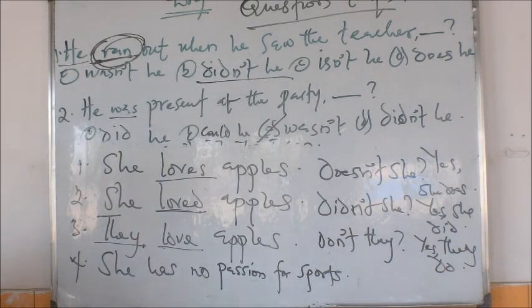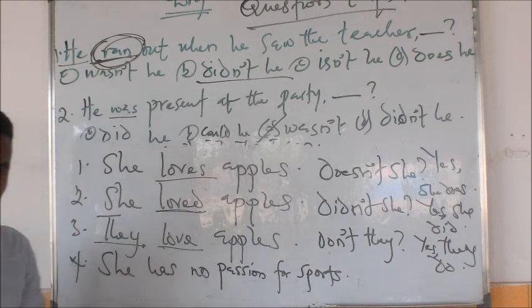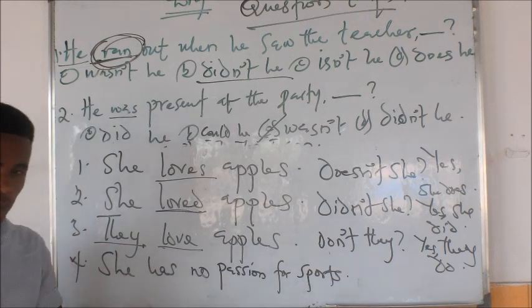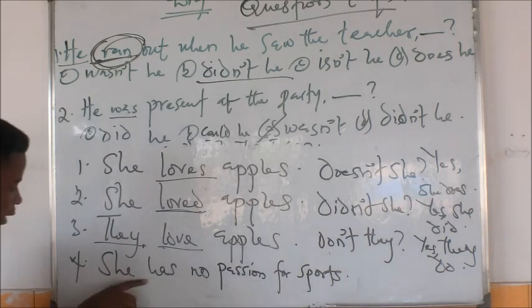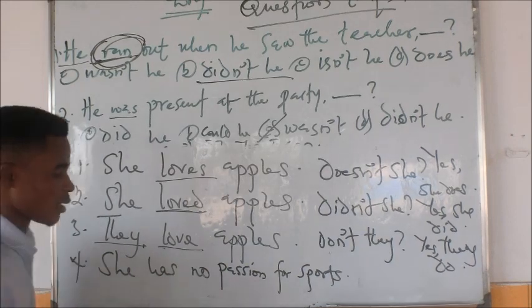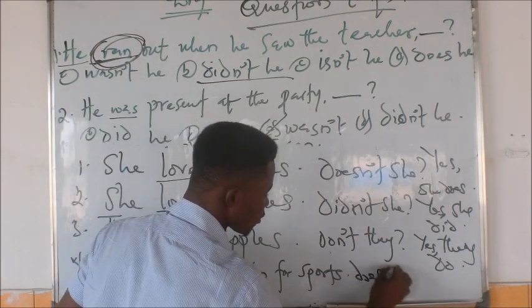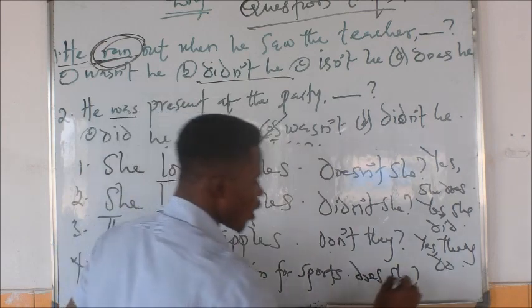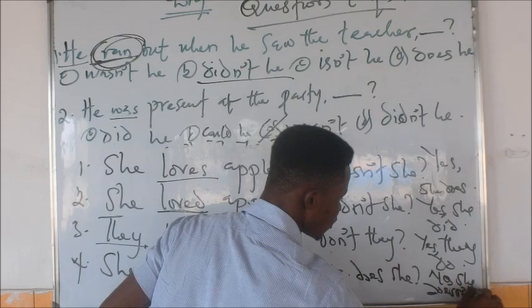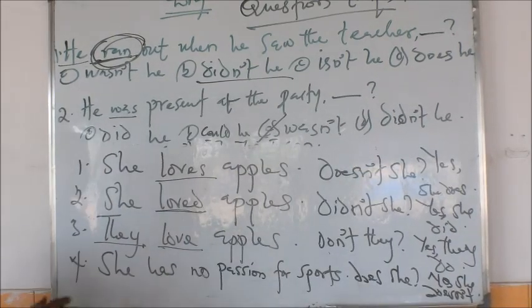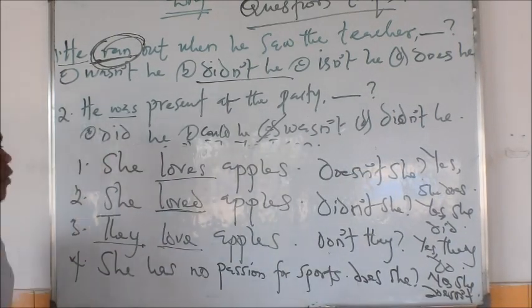And the last one. She has no passion for sports. Positive or negative? Negative. That means your question tag is going to be what? Positive. Of course, here you are still going to introduce the do verb. So what is going to be? Don't forget, it is she, the singular. The question tag is going to be what? Does she? And the answer is going to be what? No, she doesn't. That is, she has no passion for football. Thank you so much.